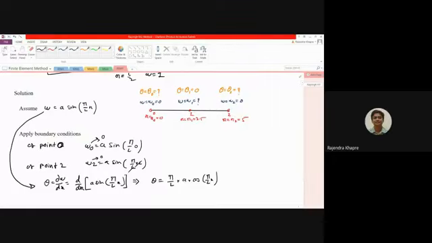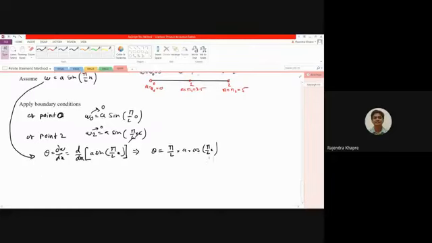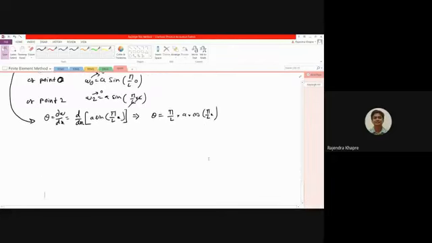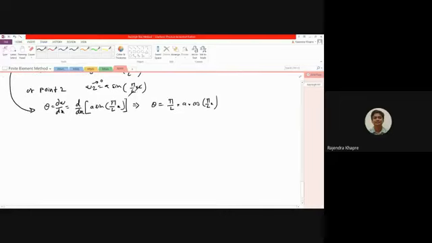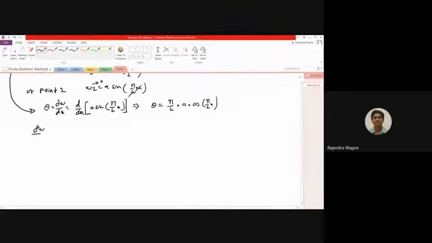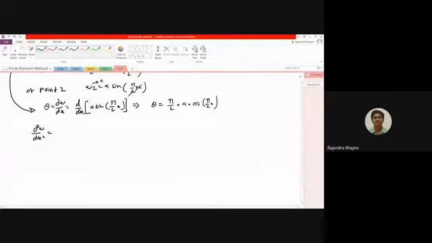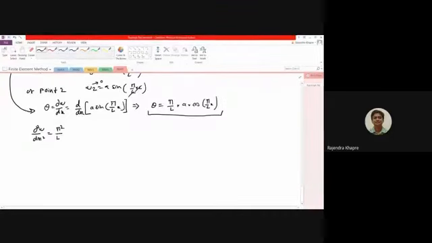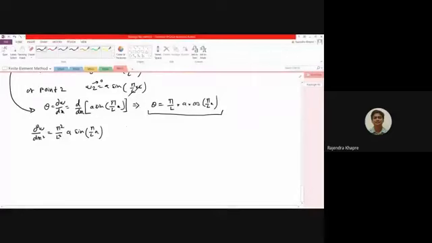Okay, so now you can simply use this in the strain energy calculations. And if you remember, in the strain energy calculations, you need to have a value of d square w by dx square. So all we have to do is go for a derivative of this theta expression one more time. This will be something like pi square divided by L square into A into sine of pi upon L into x. So this is the expression required over here.